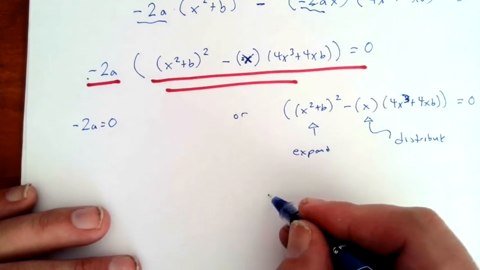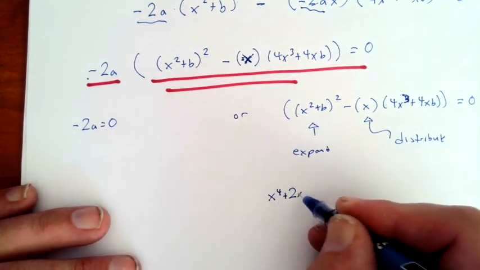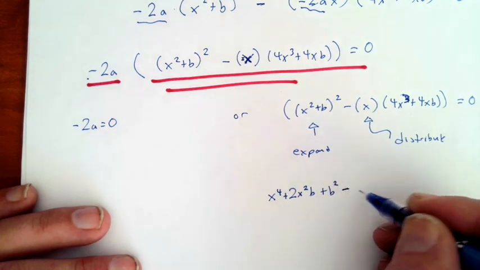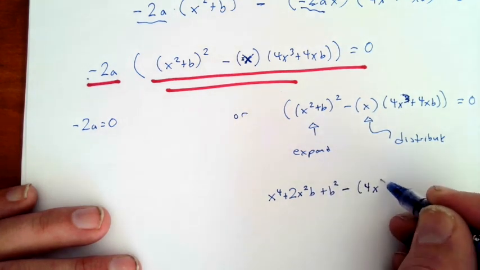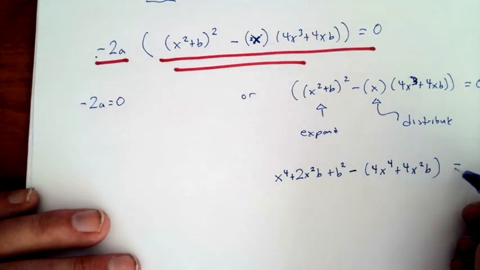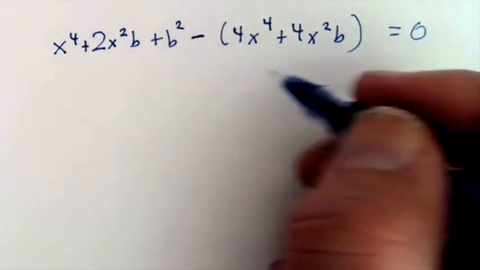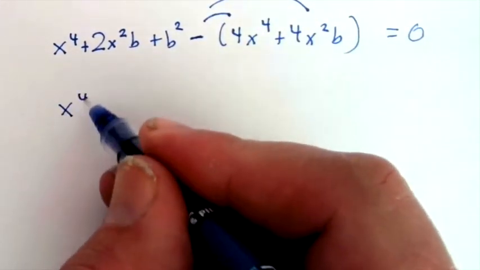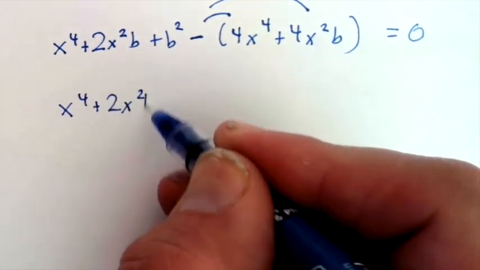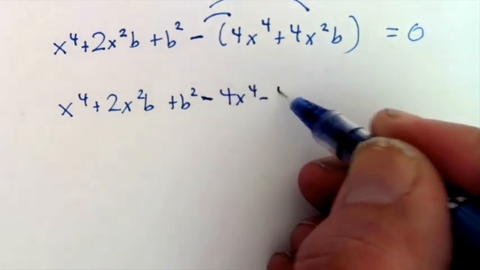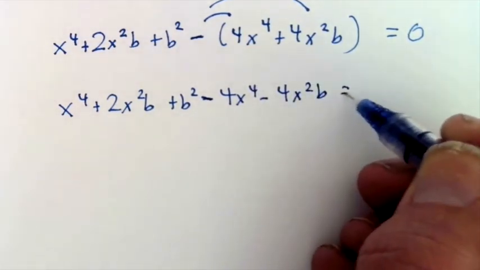When I expand this, I get x to the fourth plus 2x squared b plus b squared minus (4x to the fourth plus 4x squared b). And all of this is still equal to 0. Now I need to simplify this by distributing this minus through. So I get x to the fourth plus 2x squared b plus b squared minus 4x to the fourth minus 4x squared b equals 0.